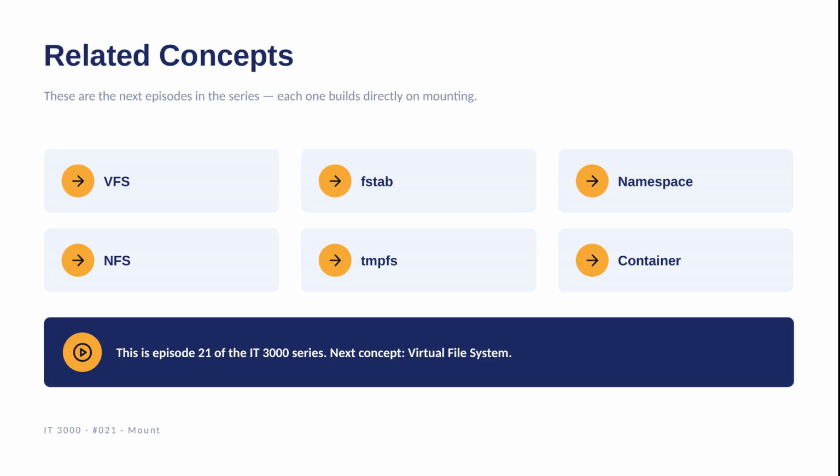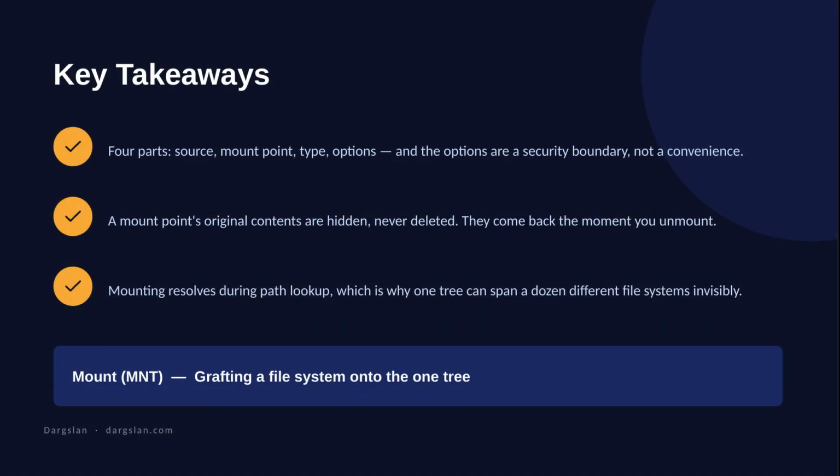So to leave you with the mental model, a mount has four parts: source, mount point, type, and options, and treat those options as a security boundary, not a matter of taste. Remember that whatever lived at the mount point isn't gone, it's just shadowed, waiting to reappear on unmount. And the whole trick works because mounting redirects path lookup, no data moves at all. Hold on to that and you're ready for the VFS episode.